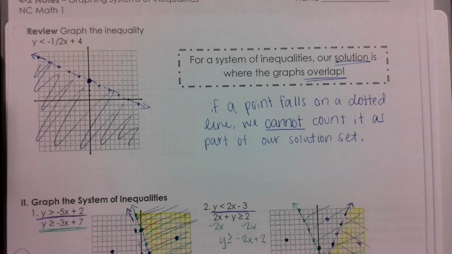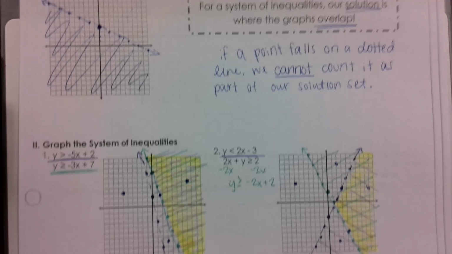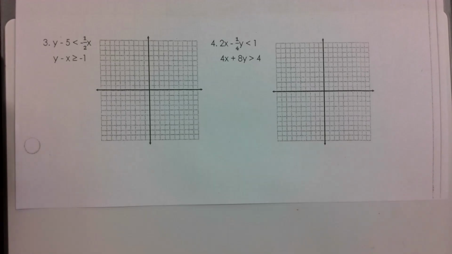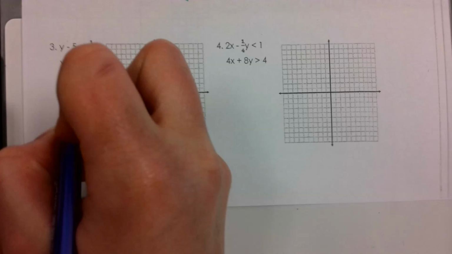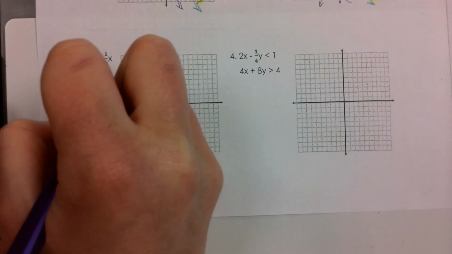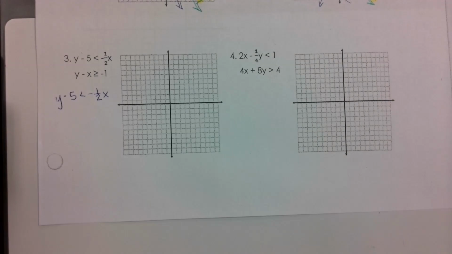So let's look at number 3. What is wrong with both of those inequalities right now? They are not in slope-intercept form, so we've got to solve both of those first. Let's start with the top one. We've got y minus 5 is less than negative 1/2 x. How are we going to get y by itself there? Add 5.